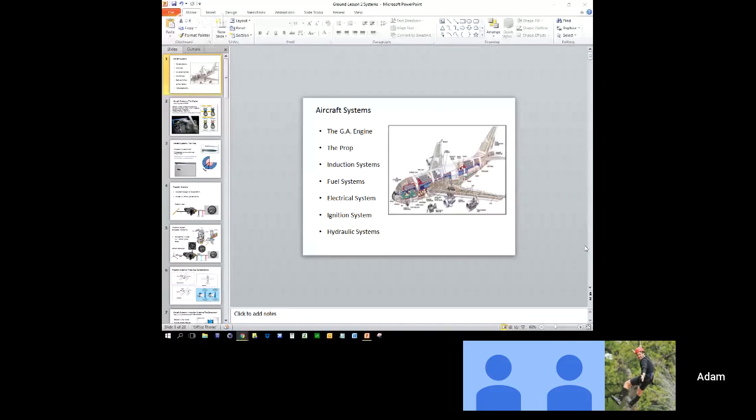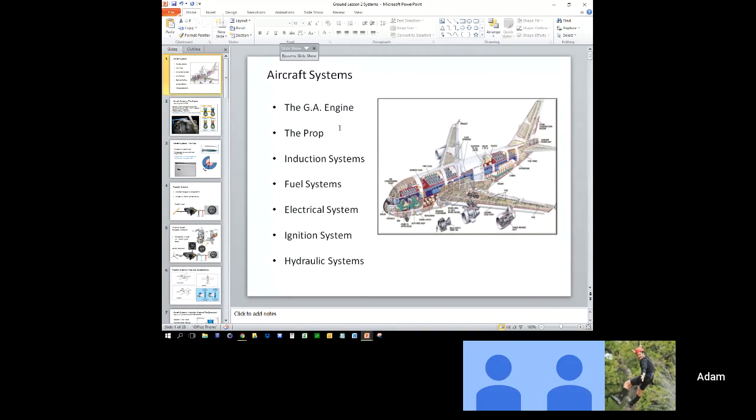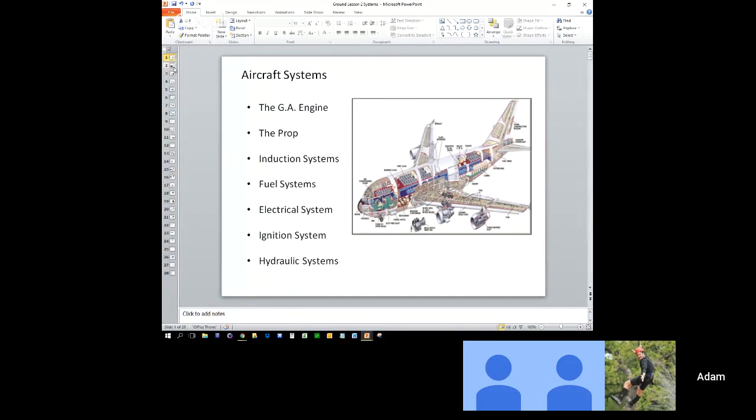So let me, I'm going to share screen here and we'll get going. All right. Yeah, I'm going to blow it up. I've got, all right. How's that look for everybody? Readable.